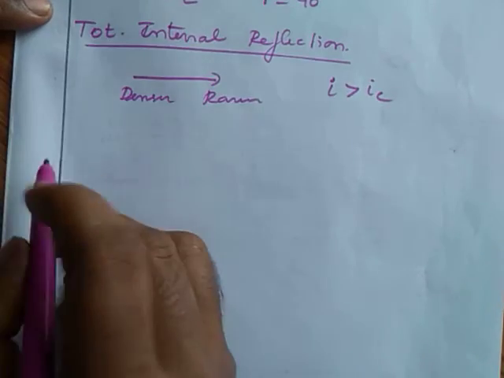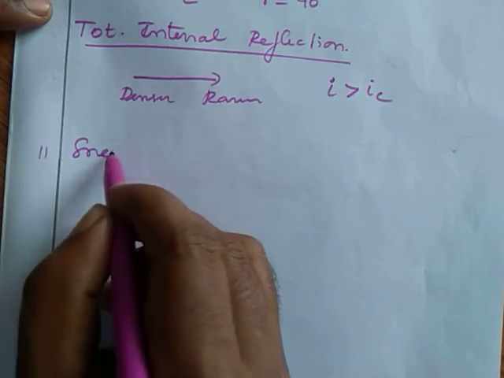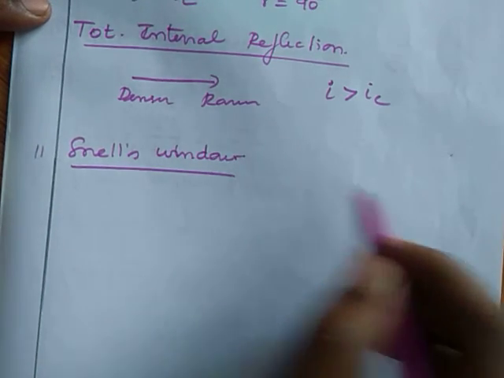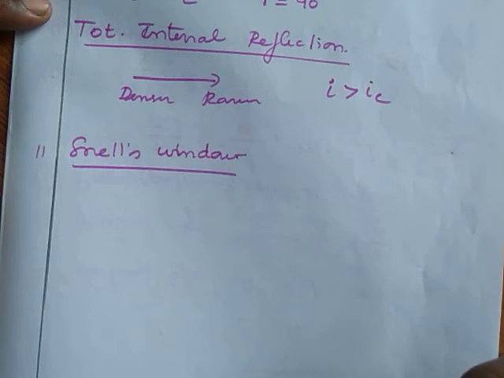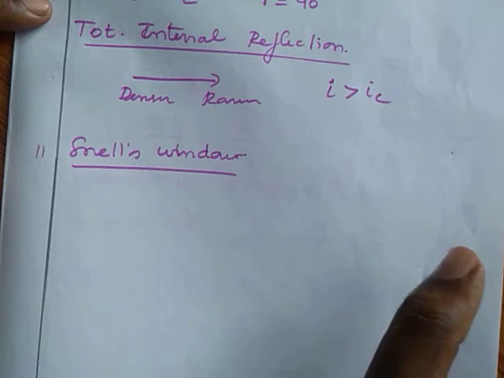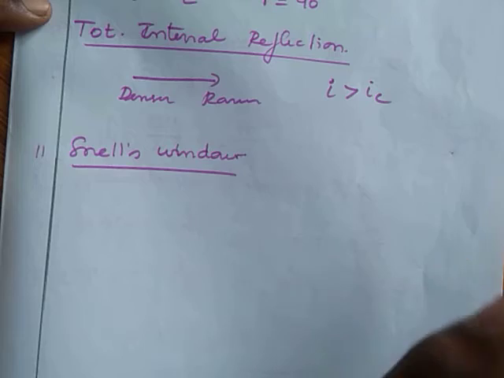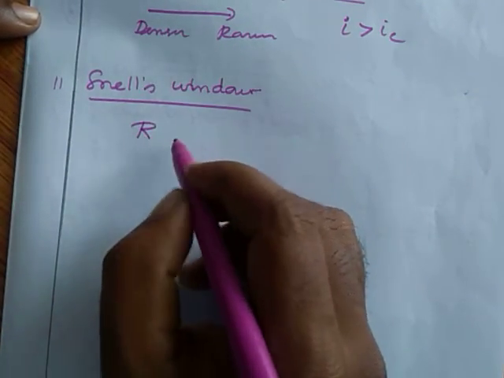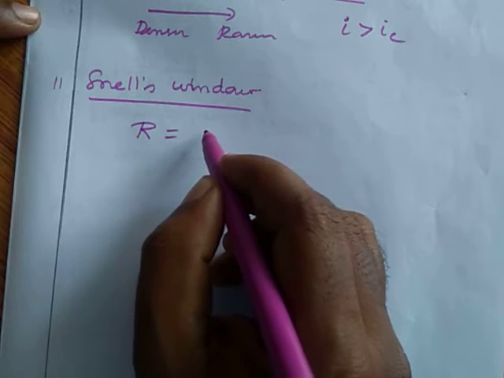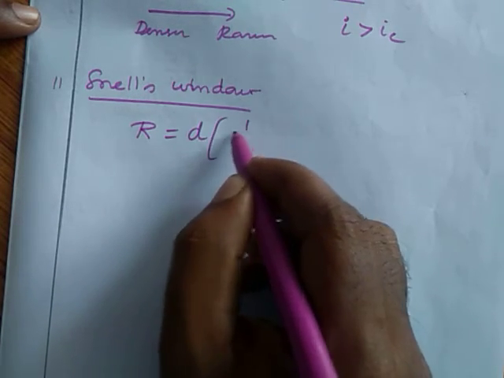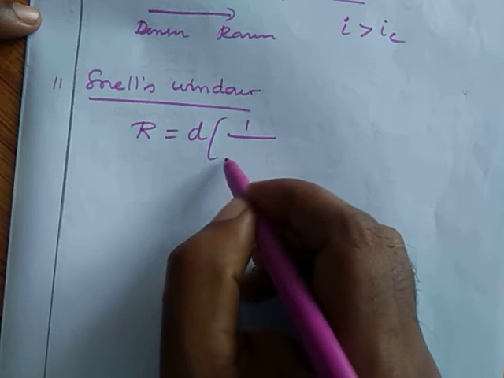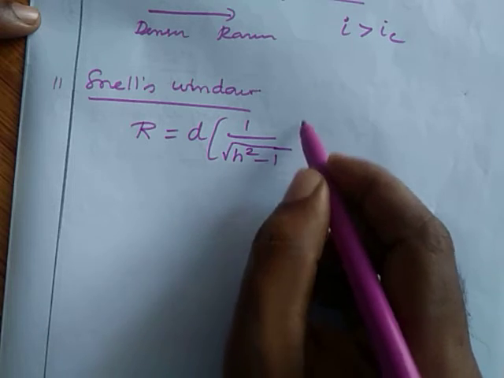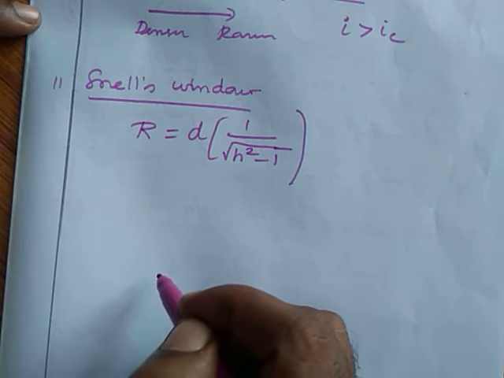Okay, the next one is Snell's window. Snell's window is a restricted illuminated circular area. From that we find the radius of that circular illumination, that is R is equal to d times 1 by root of n square minus 1. Okay, this is known as Snell's window.